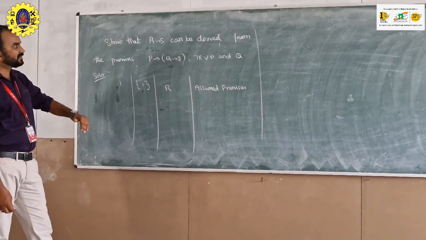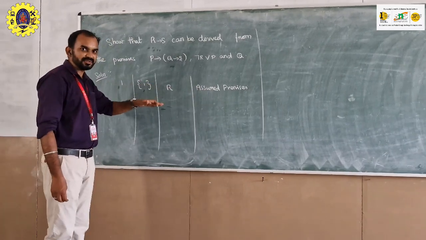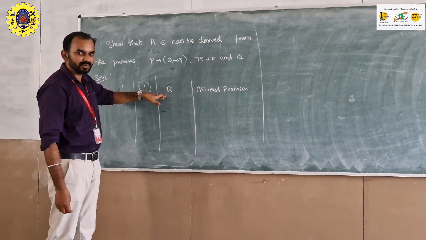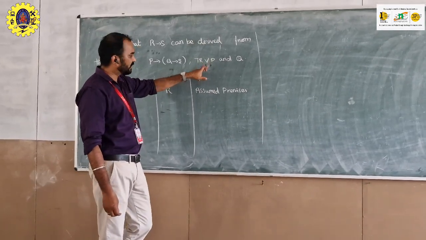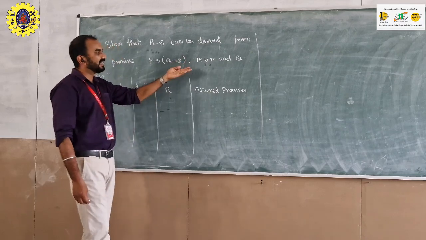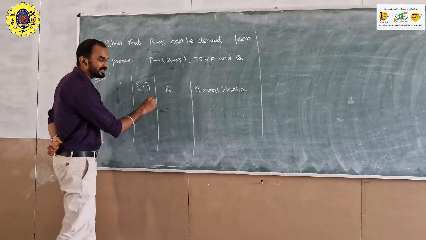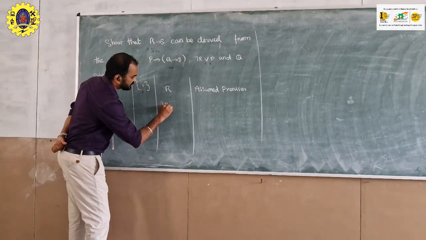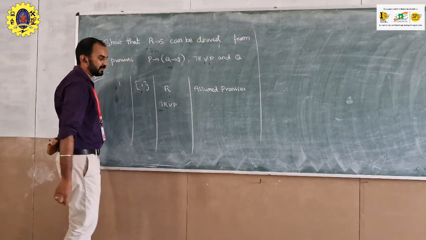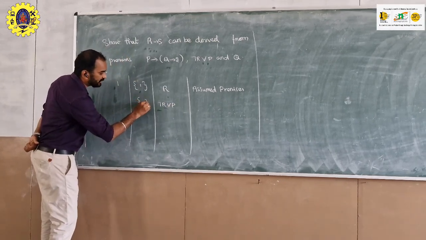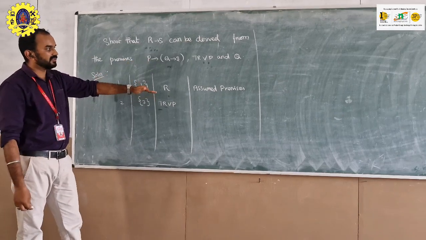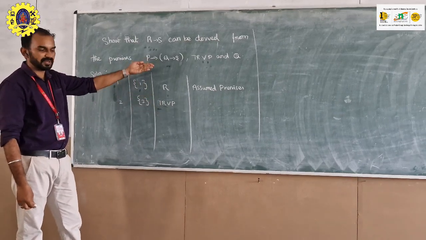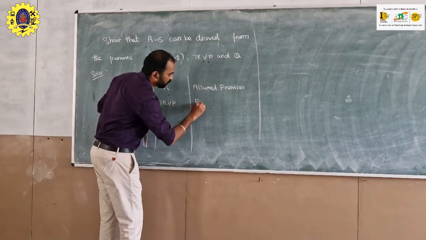Okay. Next, I introduce another premise relevant to R. In these three premises, negation R P is relevant to R. So I introduce negation R P as the second premise. This is our step 2. Here, we introduce one premise from the given problem, so we have to write rule P.